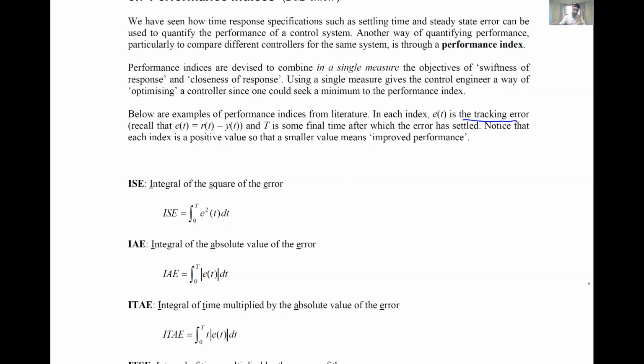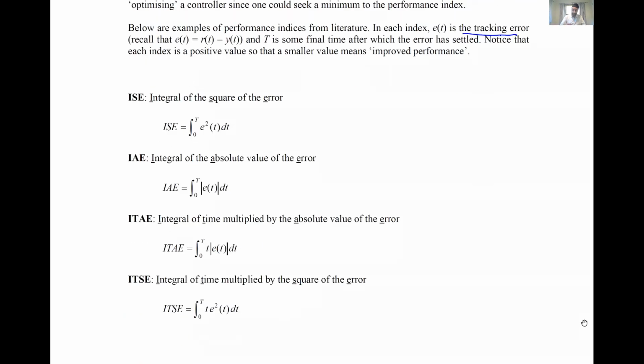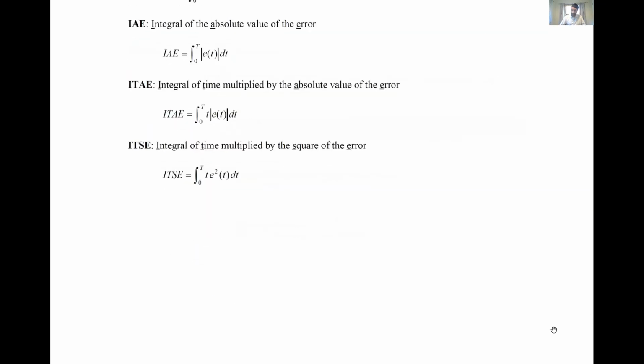Accordingly, we end up having these different definitions which are based on the tracking error: the integral square of the error, the integral of the absolute value of error, the integral of the time multiplied by the absolute value of error, and the integral of the time multiplied by the square of the error. So that finishes this flipped lecture. Thank you.